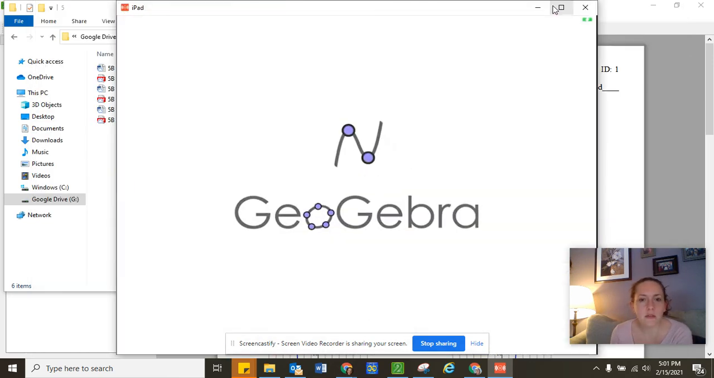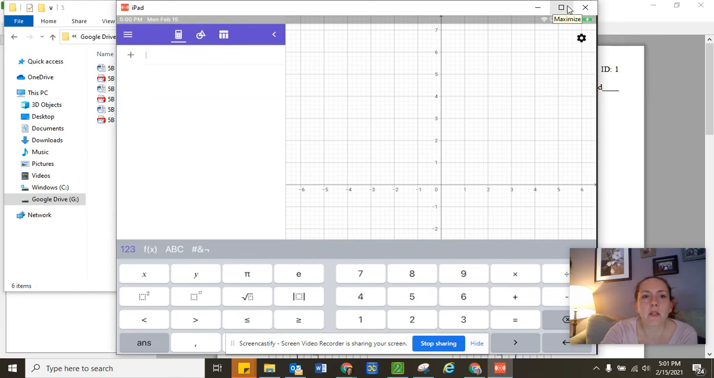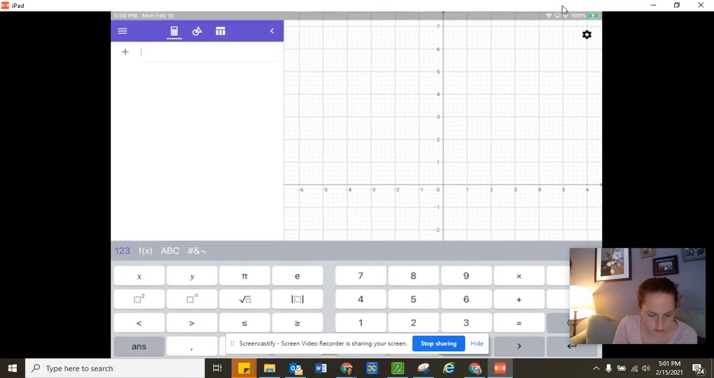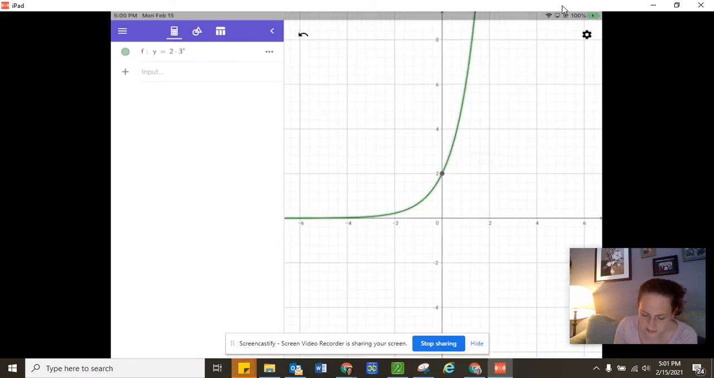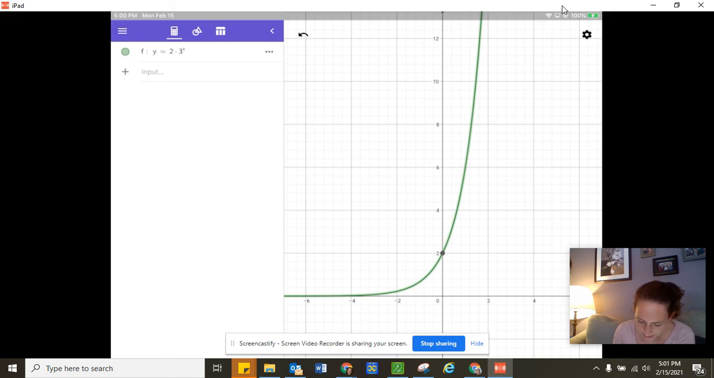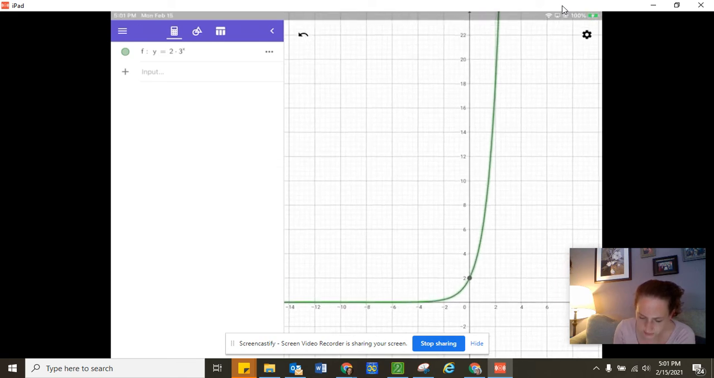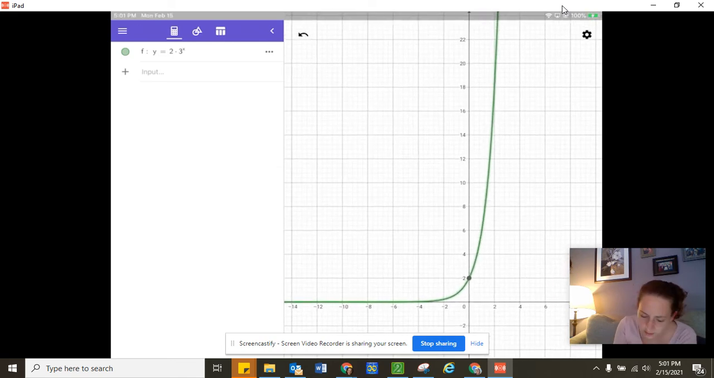But like I said, you can go to GeoGebra, type in y equals 2 times 3 to the x power, okay? And that'll give you the graph, right? And so you can see where it's touching at different points, and you can zoom out and stuff.